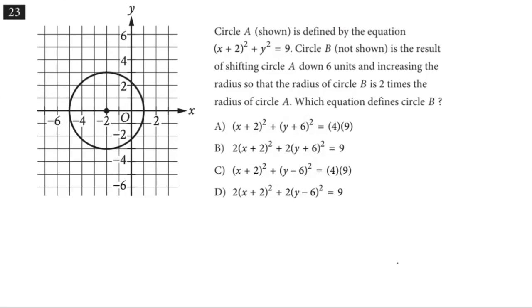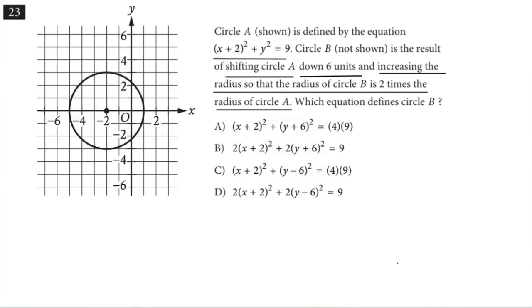Question 23. Circle A shown is defined by the equation this. Circle B, not shown, is a result of shifting circle A. So there are some transformations going on. Circle A down 6 units and increasing the radius so that the radius of circle B is 2 times the radius of circle A. So every point in circle A is translated 6 units downwards and the radius is increased by 2.